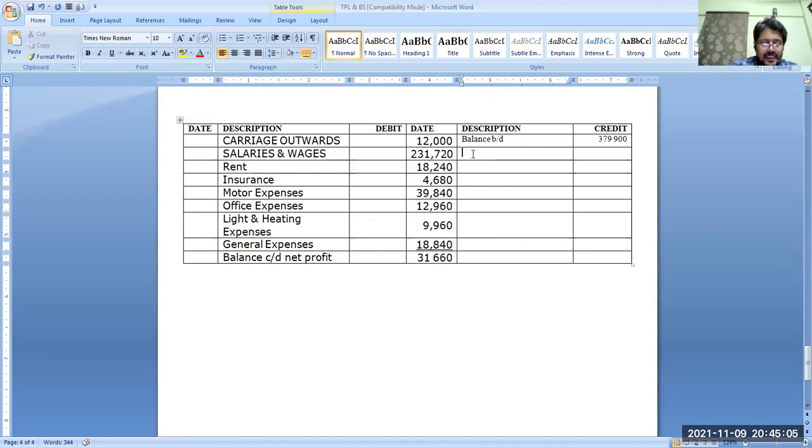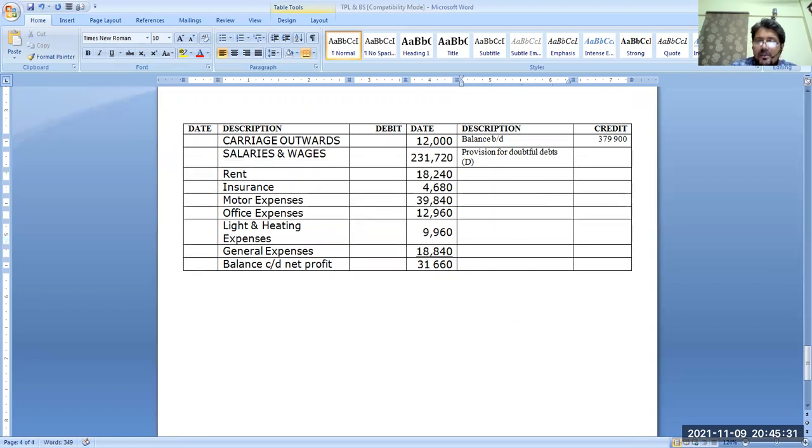It might be possible that provision for doubtful debts comes here, only when the provision for doubtful debts is decreasing. Are you getting my point clear? If it is decreasing, it will be reported on this side.